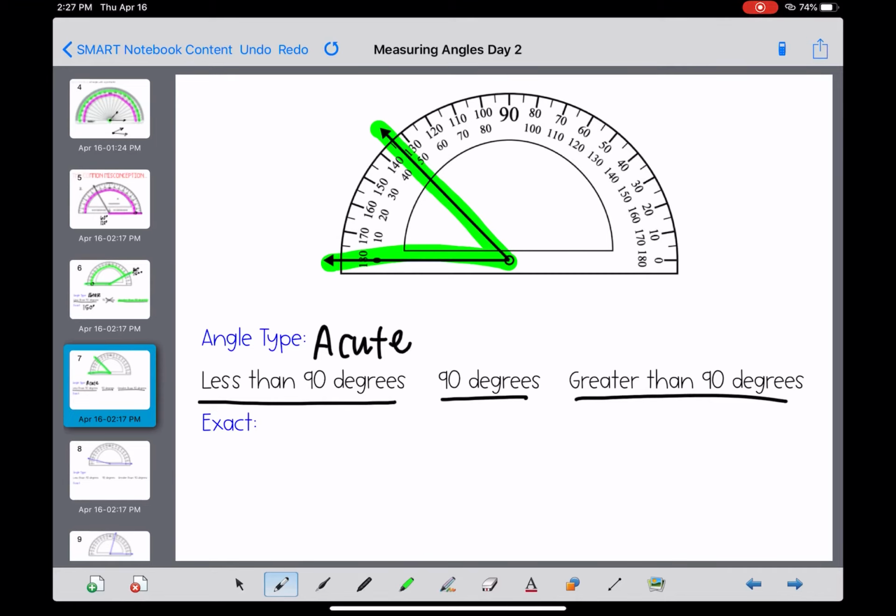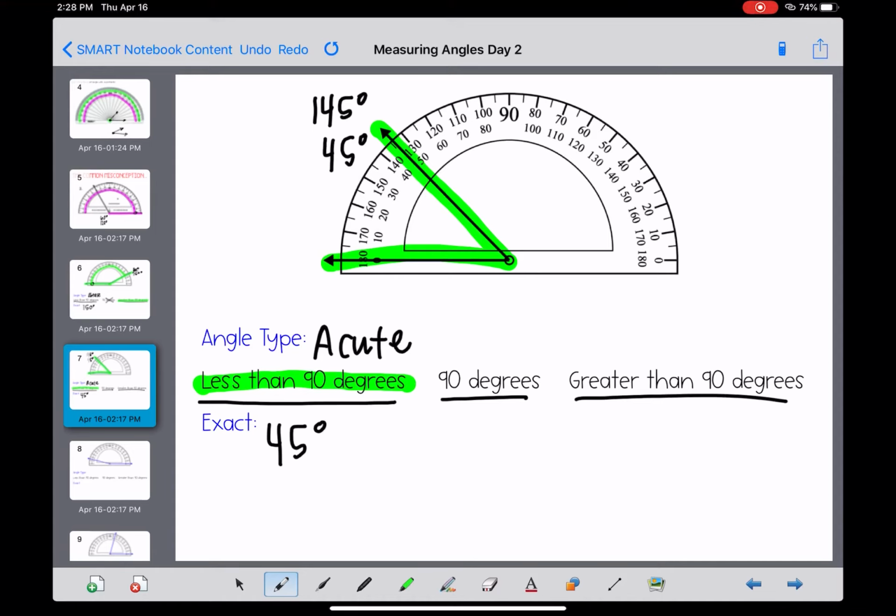So I'm going to look at my two measures here. I could either have 145 degrees or I could have 45 degrees. Now, knowing that I estimated that it should be less than 90 degrees because it is an acute angle, which of those two measures would be the most reasonable? I sure hope you're thinking that 45 degrees would be the most reasonable measurement.